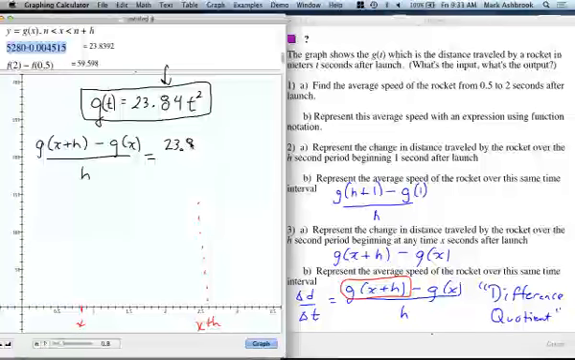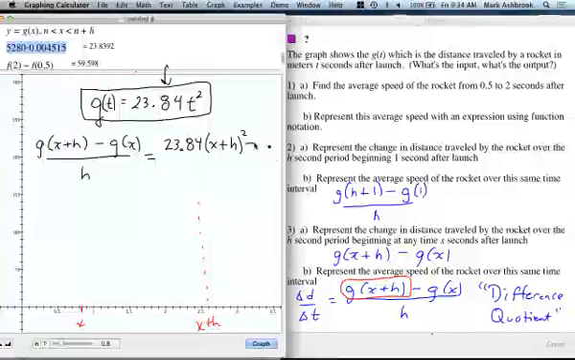23.84. What do you want to square? X plus h. So what does this function say to do? It says take the input and do what? Square it and then multiply by that. What's our input? x plus h. So we follow the instructions. Square it, that's what it says, square it, and multiply by 23.84. So we square it, multiply by 23.84. So that's the first part right there.